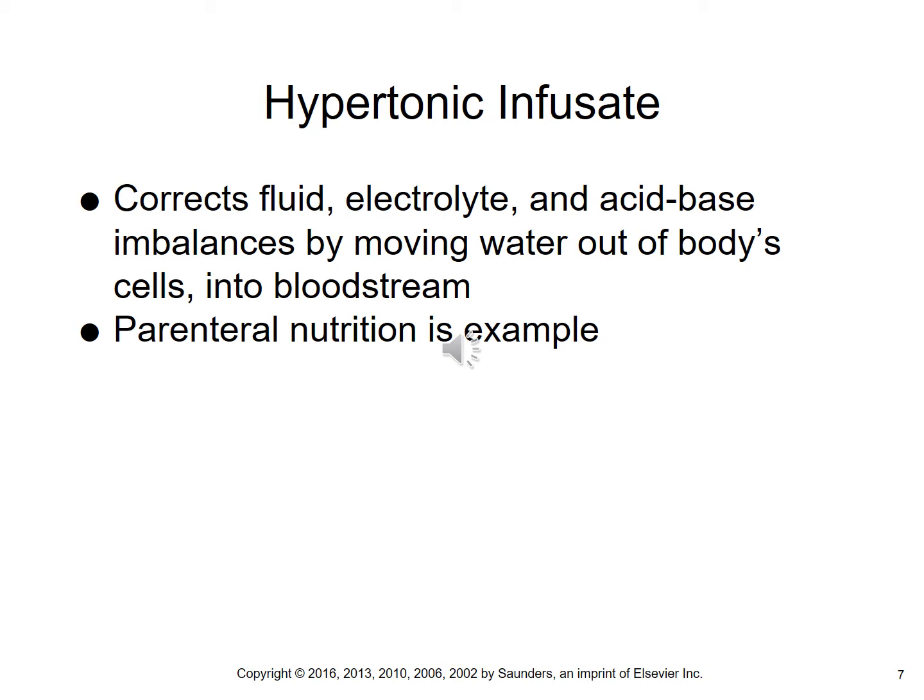This is usually done by an example of parenteral nutrition. Total parenteral nutrition is utilized when people have issues with their GI tract and they need a sustained, continuous amount of nutrition coming in. So this is where an example is used for that one.